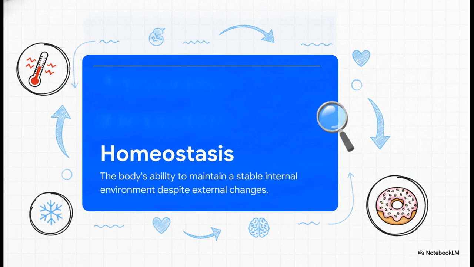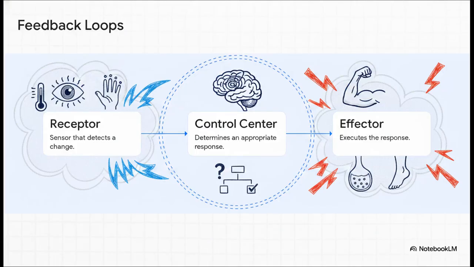But here's the catch. Homeostasis isn't actually about standing perfectly still. It's your body's constant, highly active battle to maintain a stable internal environment. I'm talking about your core temperature, your blood pressure, your blood sugar. It fights to keep those stable even when the outside world is throwing extreme heat, freezing cold, or, I don't know, a massive Shuri donut at you. So how exactly does the body enforce this law?